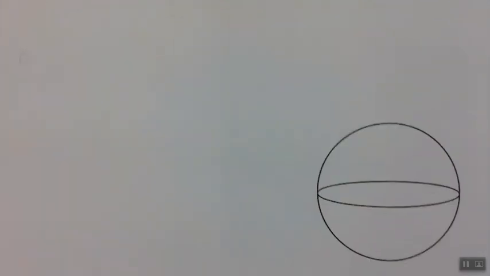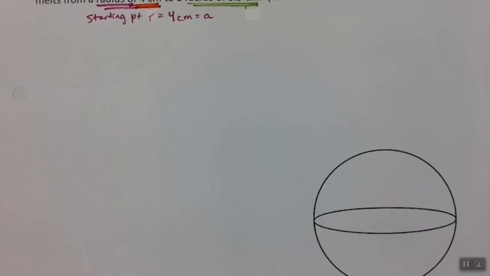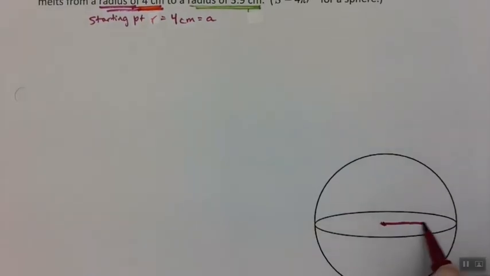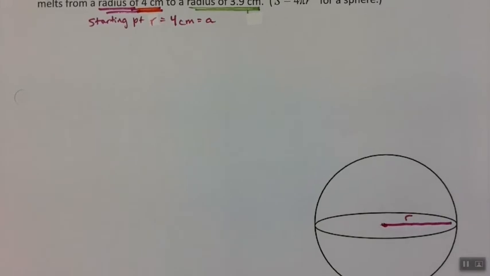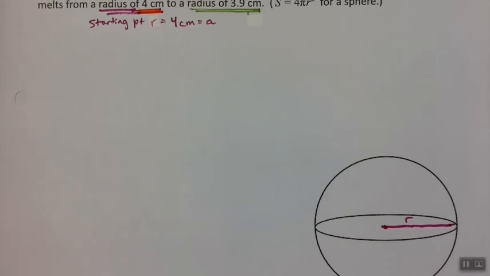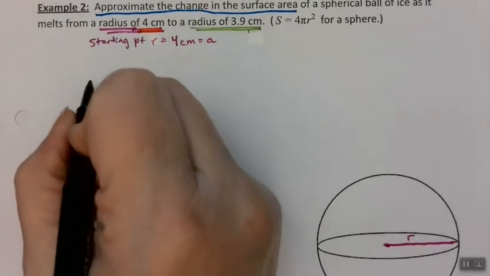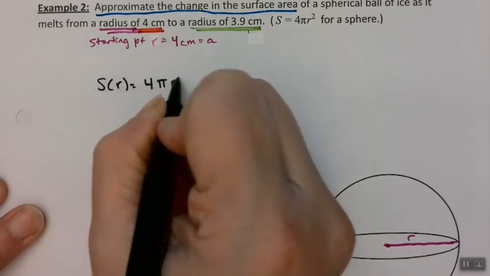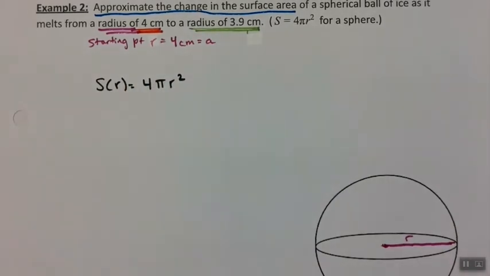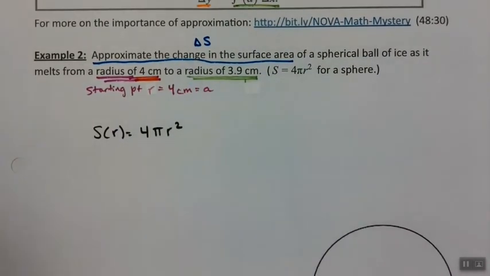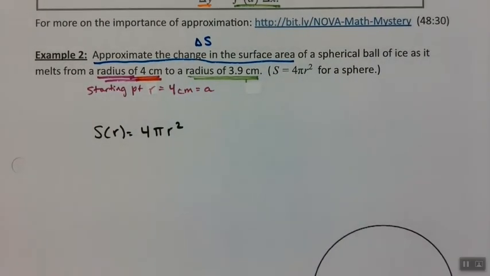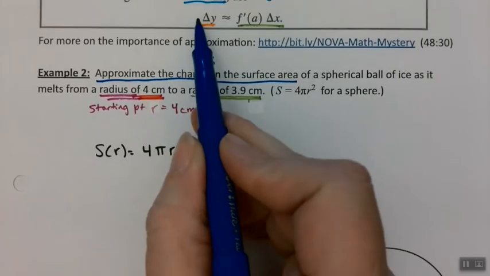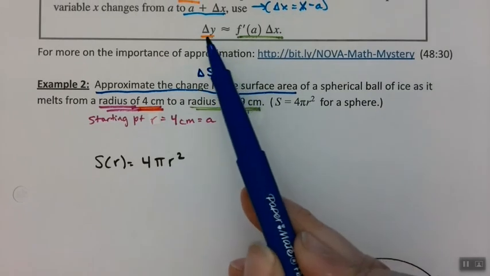All right, so I have a sphere drawn for us. So the radius, of course, to start with is 4, but it's going to be shrinking. That's the whole point of the sphere, because it's melting. All right, so now we have a formula for S. S of r is equal to 4 pi r squared. Well, not really a linear approximation, but we're going to use linear approximation to guess what delta S is. So we're going to use this bit right here.